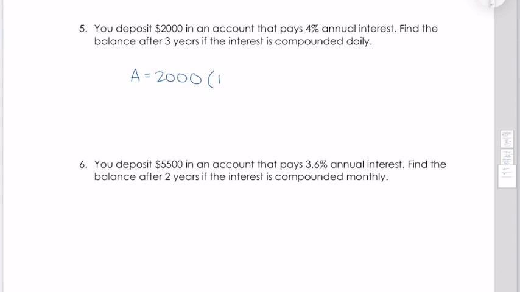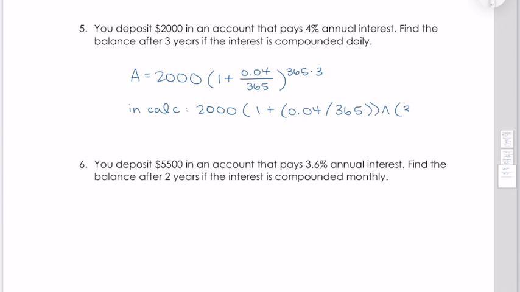Alright, this one, you're depositing $2,000 into an account that pays 0.04, and it's compounded daily again, so over 365 to the power of 365 times 3. So in the last problem, it was just 1 year. Now it's 3 years. This one, you also have to be careful in your calculator, because the power also needs to be in separate parentheses, or else you will get a totally different answer. I did it incorrectly the first time and ended up with like $6,000 and some dollars. So you should not get that answer if you input it with the extra parentheses.